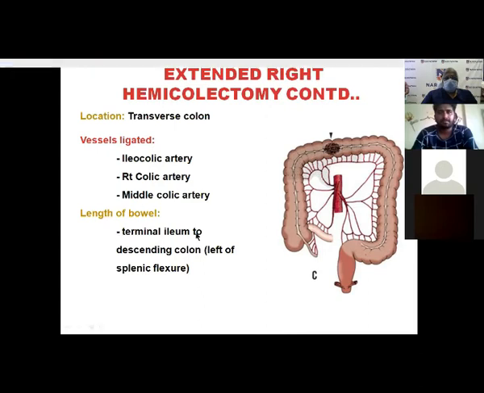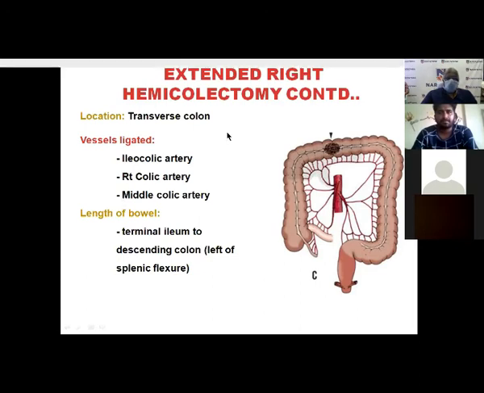Length of the bowel, terminal ileum to the descending colon. Yeah, extended. To the descending colon, to the left of the hepatic splenic flexure. Correct. Up to this, we'll have to take. This is extended right hemicolectomy.